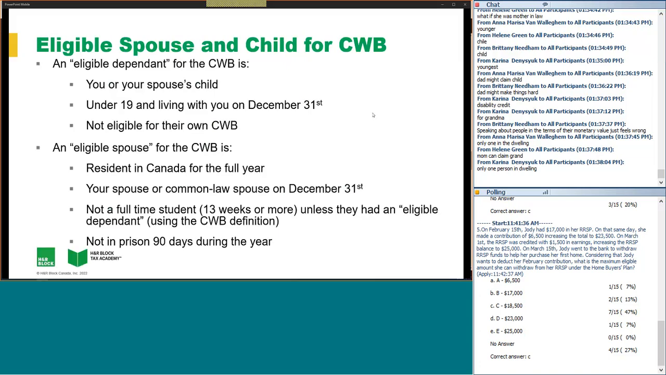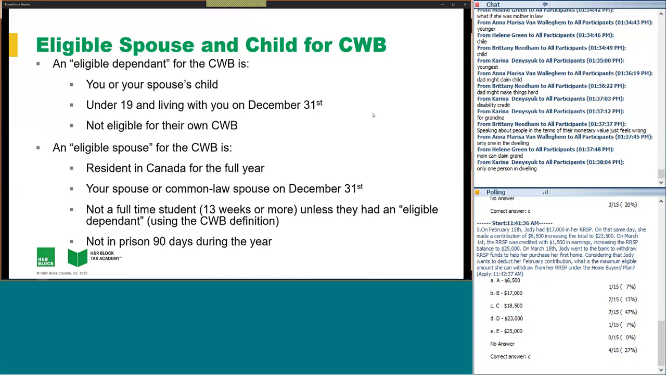Okay. I want to talk about other ways you can have a dependent, and we're going to use the terminology eligible spouse, eligible dependent, but with a different set of rules. So remember how I said you have to keep them separate? When we talk about different credits, the rules are different. This slide is not in your package. I created this slide for you to clarify it.